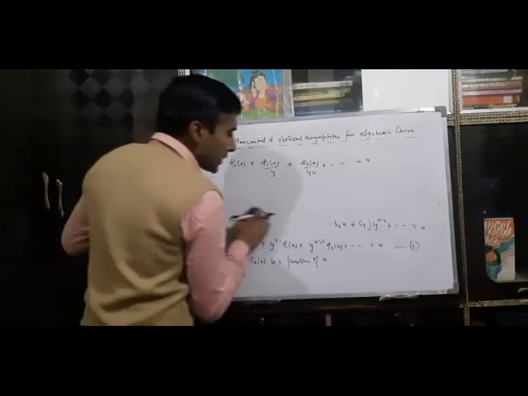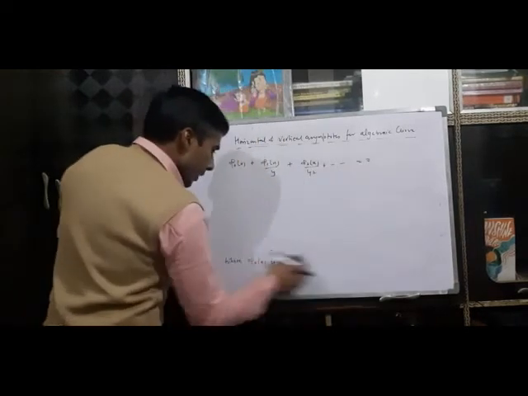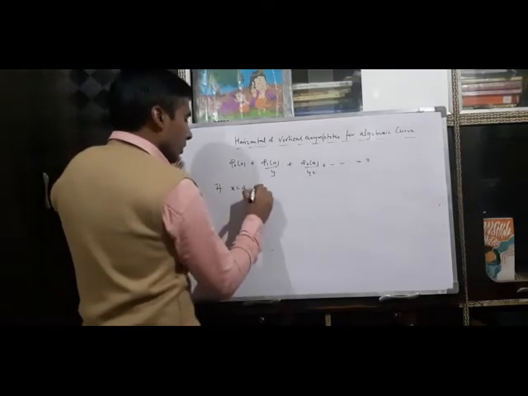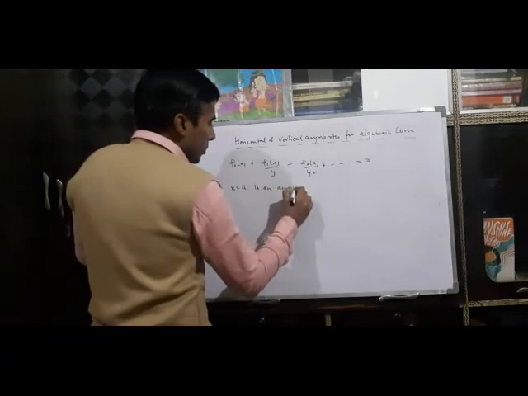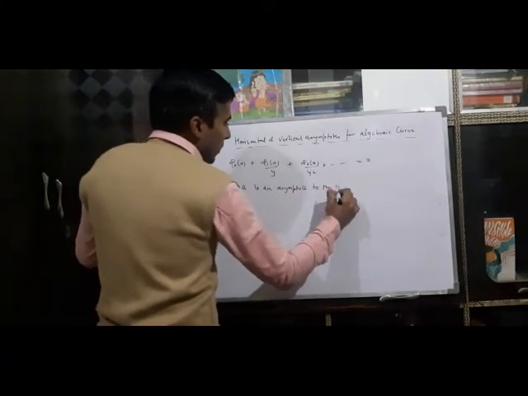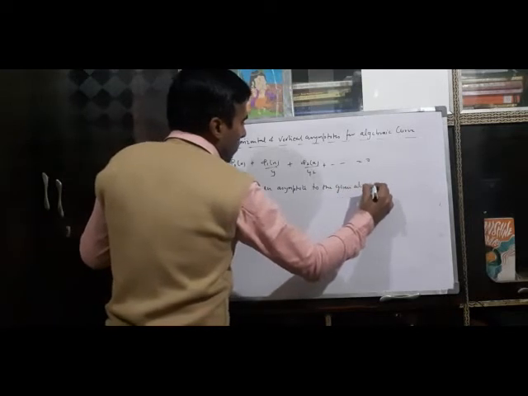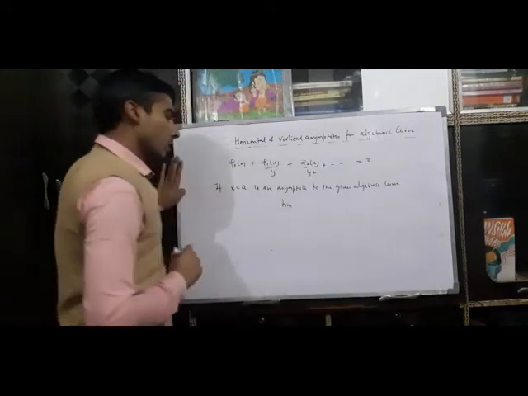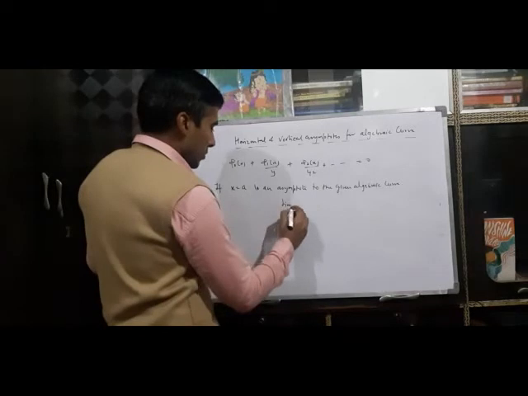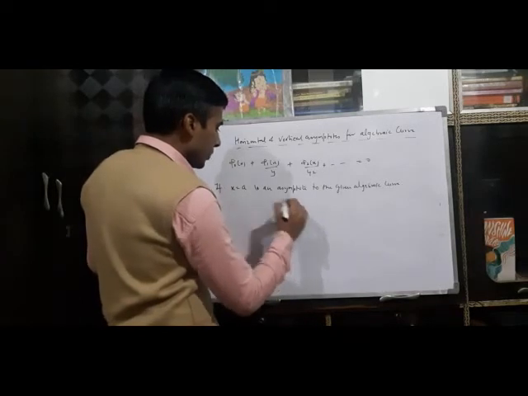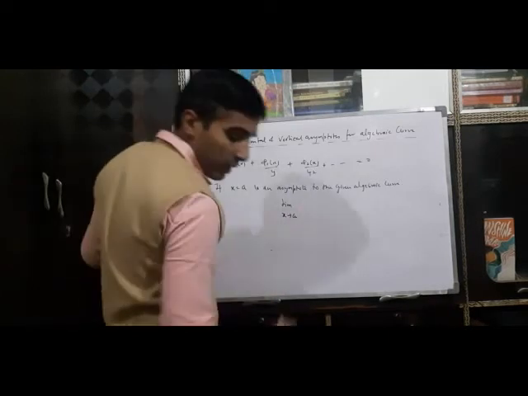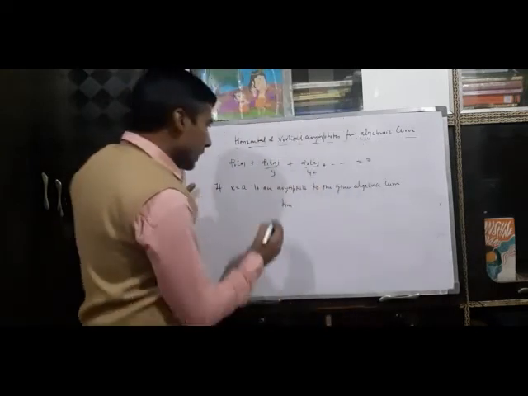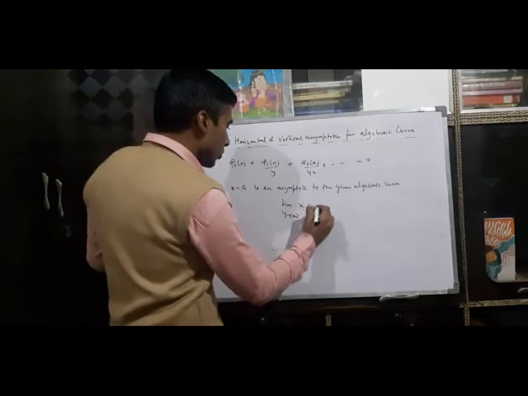Now, if x equal to a is an asymptote to the given algebraic curve, then by definition the limit as x tends to a of y is equal to infinity, or in other words we can say y tends to infinity as x goes to a.